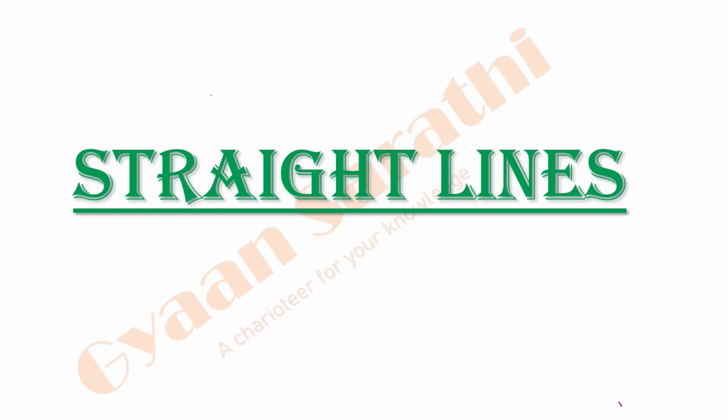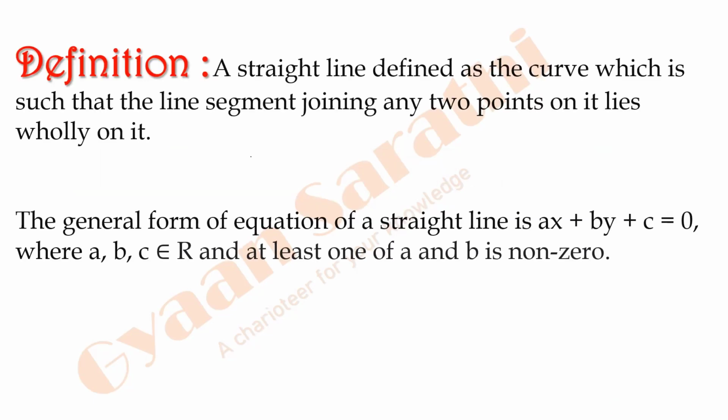Today we are going to study straight lines, starting with the definition of a straight line. A straight line is defined as the curve which is such that a line segment joining any 2 points on it lies wholly on it. Okay. So if we have 2 points, a line segment joining these 2 points, okay, this is a straight line.